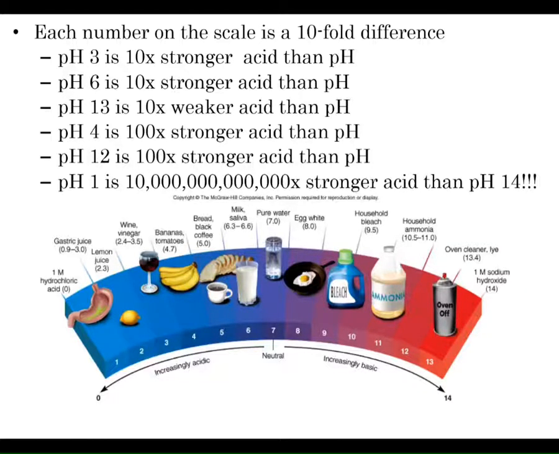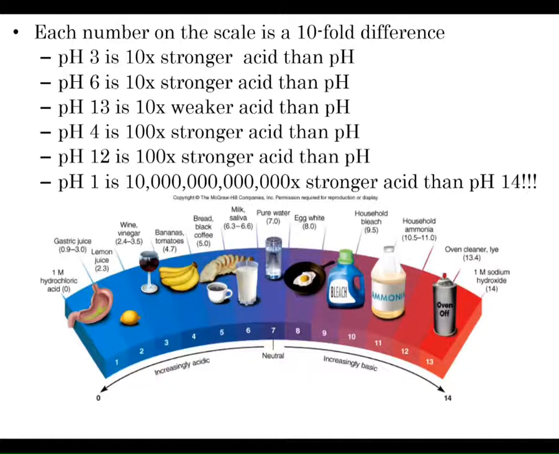Now let's try to figure out this pH scale. It's 0 to 14, and it is a logarithmic scale. It's a fancy way of saying that each number on the scale, 1, 2, 3, 4, 5, actually represents a 10-fold difference in the concentration of hydrogen. So this whole thing's about hydrogen.